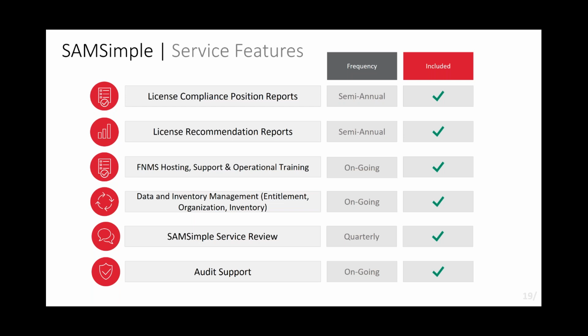And then of course there's audit support, as I mentioned. So if the customer finds themselves being audited at any point during the SAMSimple agreement by any of the in-scope publishers, then that audit support service will kick in to ensure the most optimum outcome for that customer. So that's a bit of a double click on the service features that are provided with SAMSimple.